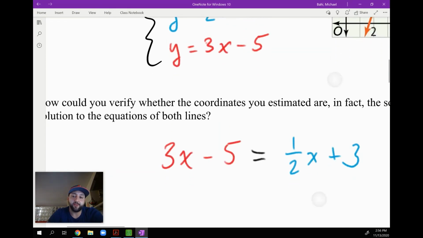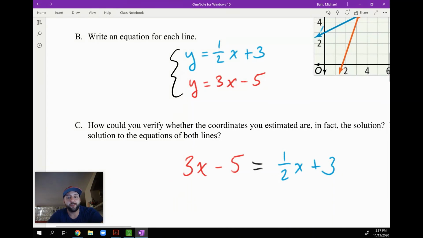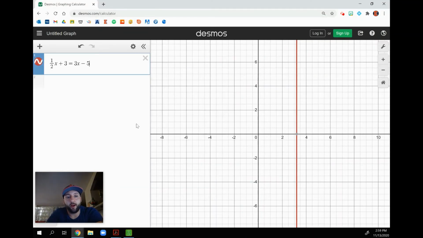Now, if we wrote it like this, if we set them both equal to each other, then it looks a lot like what we were doing last week. And if we use Desmos and write our equation like that as one equation, we get that vertical line, just like we had on that quiz last week. And we get one vertical line that goes through the x-axis. And that tells us what the x value equals.